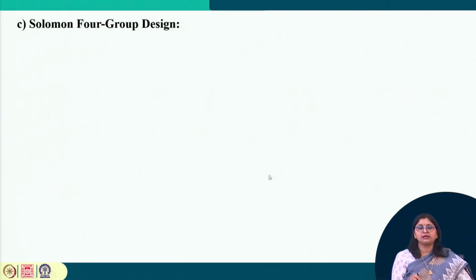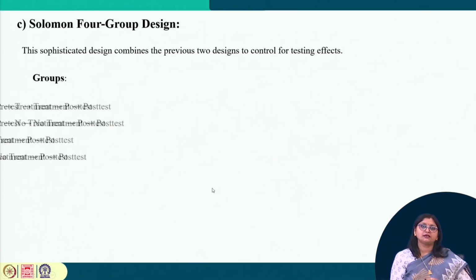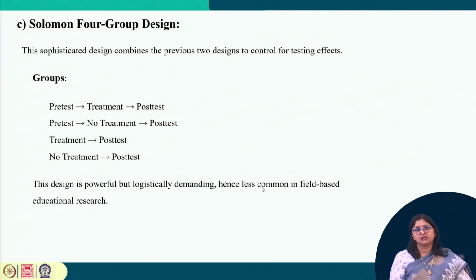Now, the third type of experimental research is the Solomon four-group design. This sophisticated design combines the previous two designs to control for the testing effect. Here the groups are: pretest, treatment, posttest; pretest, no treatment, posttest; treatment, posttest; and no treatment, posttest. It means it is combining both the posttest-only and the pretest-posttest design. This design is powerful but logistically demanding, hence less common in field-based educational research.